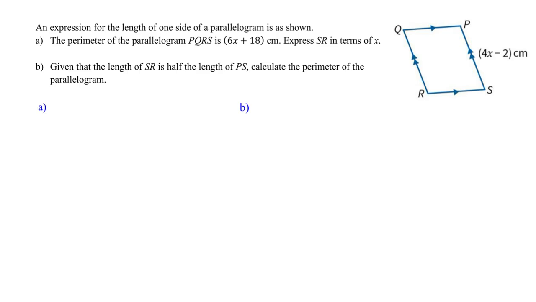Well, I hope you can see that if this is 4x minus 2, QR is also 4x minus 2. QP and RS are the same. So my 6x plus 18, which is my perimeter, I just need to minus away 4x minus 2 and 4x minus 2 and divide by 2. So that's the approach.